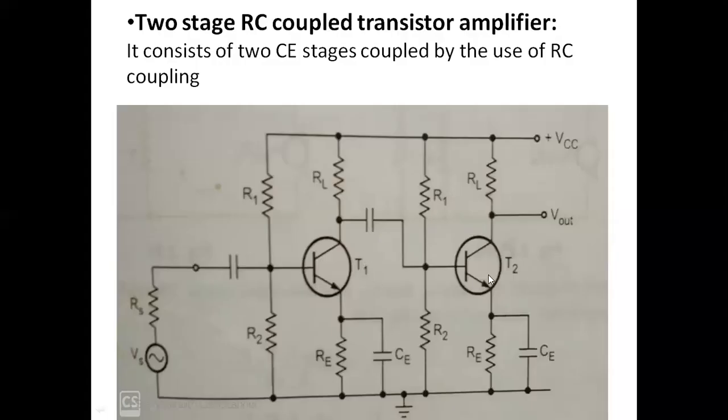So here we are taking two CE transistors. CE transistor means input is applied to the base terminal and output is taken at collector, emitter is common. Similarly, the output of first stage is given as input to the second stage. Here base is the input terminal, collector is the output terminal, and emitter is common. So these two stages are connected together by the use of RC coupling.